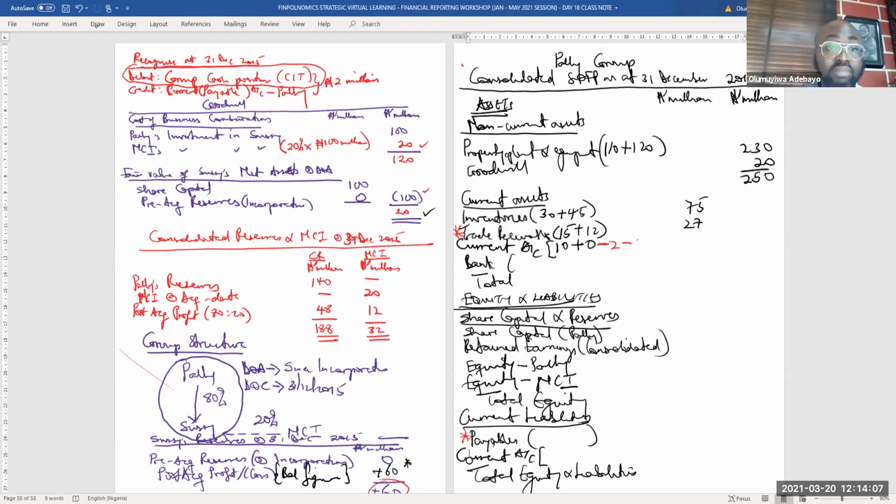What is my bank? My bank balances are 5 and 7.